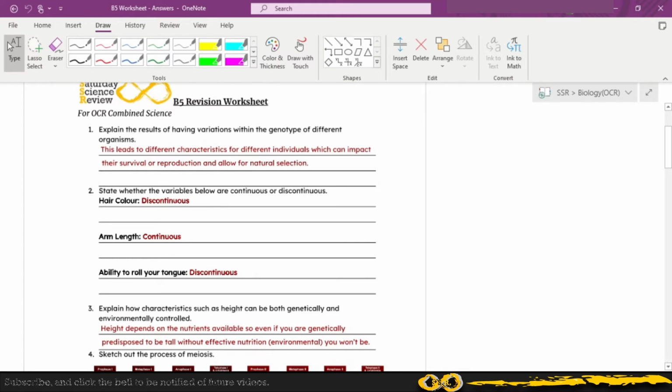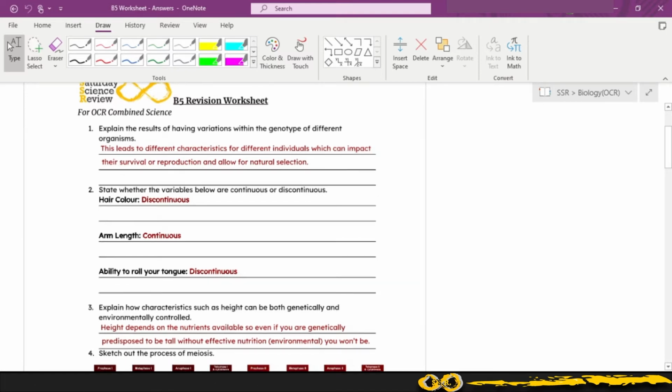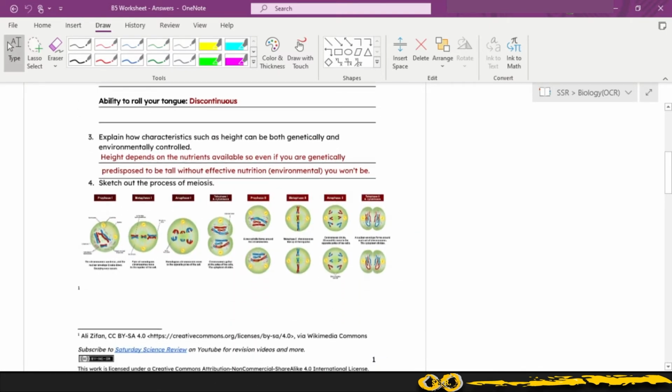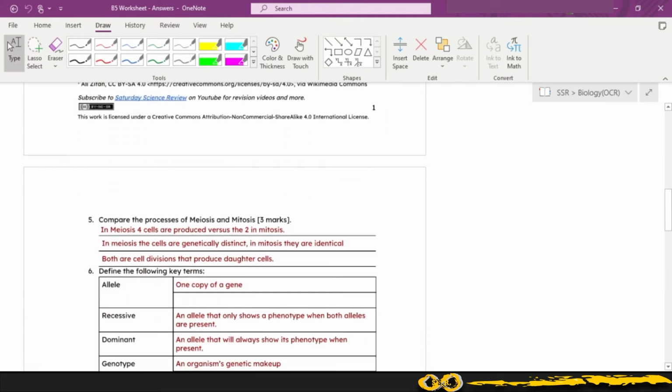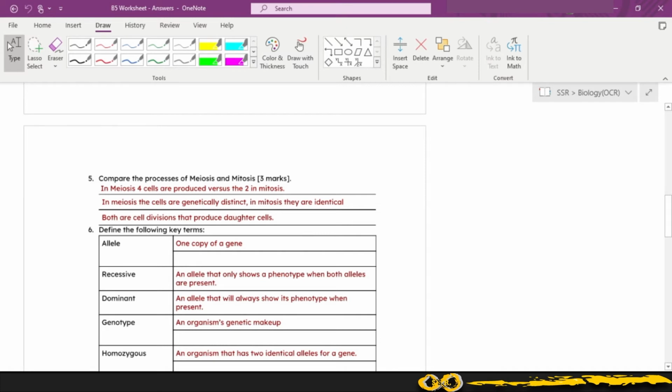When we are talking about the process of meiosis, remember that the overall purpose is to reduce the number of chromosomes. When you're comparing those two processes here at question 5, remember that that command word compare means you need to discuss both of them. So you need to have both similarities and differences here when you're comparing. That's what the command word is expecting. So you need to talk about 4 cells being produced versus 2 cells. You need to talk about genetically distinct versus identical cells. And you also need to say that both are cell divisions.